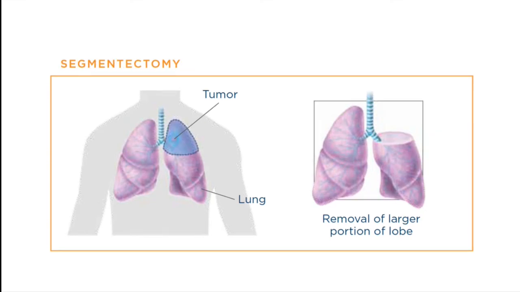And then there's another type of procedure called segmentectomy, where you remove a segment of the lung. So this is not quite a lobectomy, not quite a wedge resection, but in between. So you remove a larger portion of the lobe that contains the tumor. So these are three different types of surgical approaches. There are different types, but I just mentioned the three common types of lung cancer surgery.